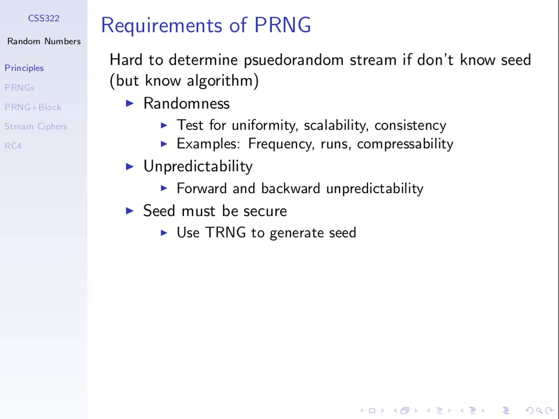The frequencies of zeros and ones, the runs. The runs means the continuous sequences of one bit. So here we have a run of 7 ones. In a long sequence of bits, the number of runs of 7 ones should be the same as the number of runs of 7 zeros. And the number of runs of 3 ones should be the same as the number of runs of 3 zeros.